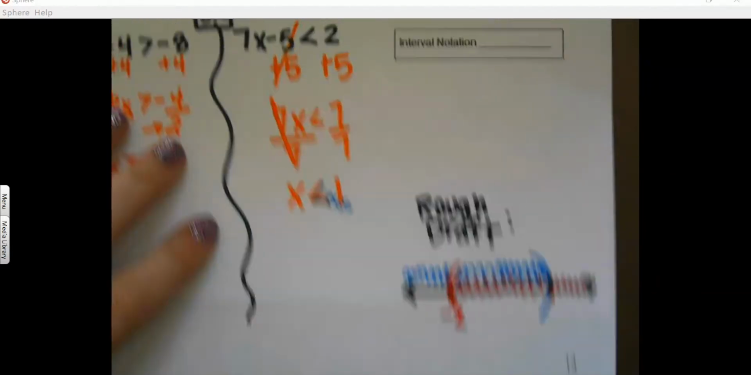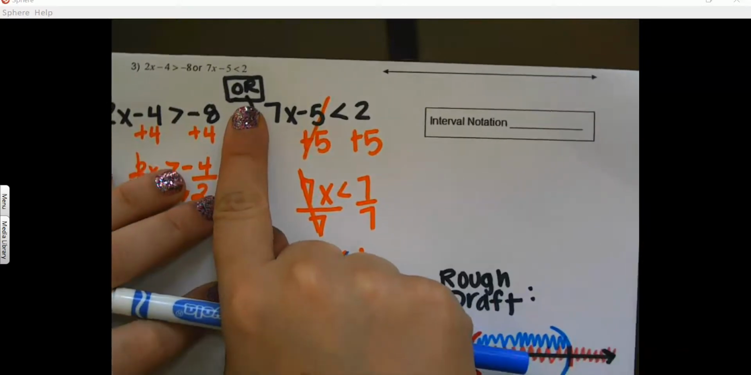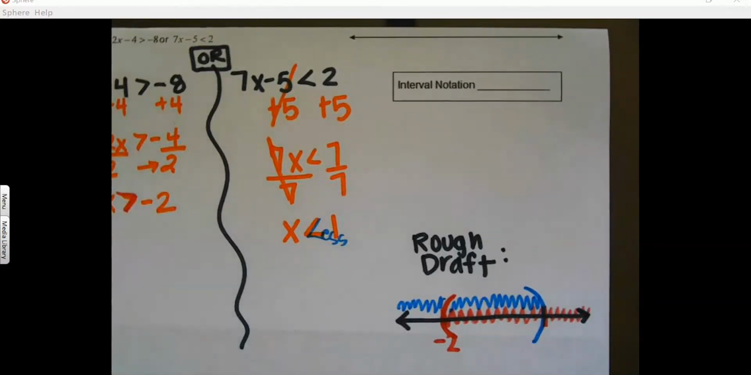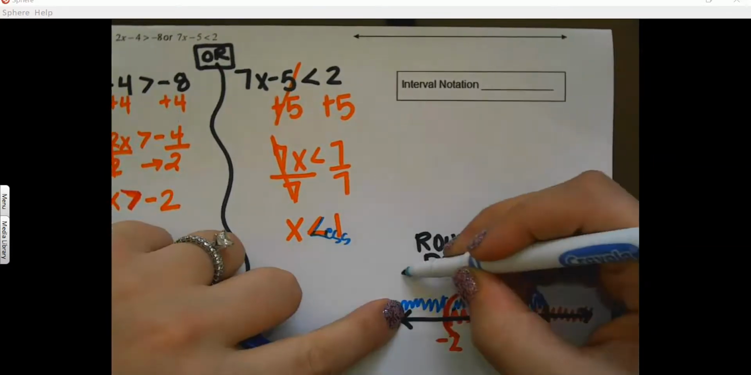Okay, so now we go back and we look at the problem and it says the word or. So or means include everything. Wherever they're shading, include it. So if we look here, they're shading.